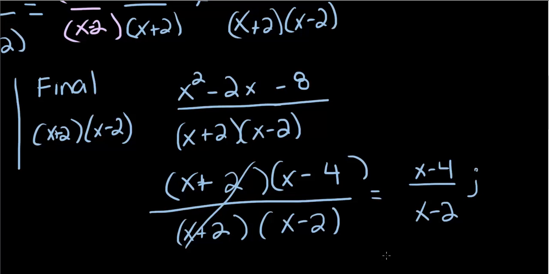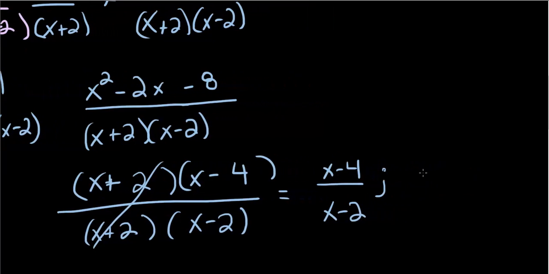And the values of x that I am not allowed to have are x is not 2 and x is not negative 2. Remember from the multiplication and division that we did before, you have to determine the value or values of x before you cancel anything. So even though this one was canceled out, it is still affecting the original expression, so I cannot have negative 2 because it will make the denominator 0.